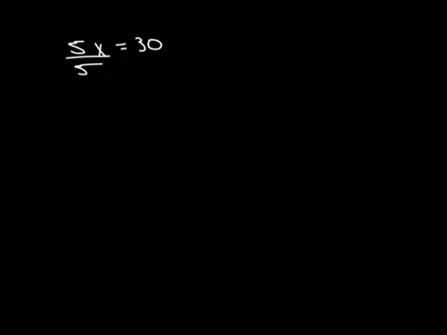Okay, so what if we have, so we did 5x equals 30, and you divided and got x equals 6. But what happens if you have x divided by 5 equals 10? Now you've got a division here, not a multiplication like we had here. 5x is 30. Now it's x over 5 equals 10.